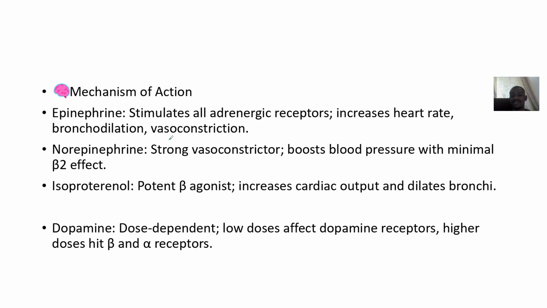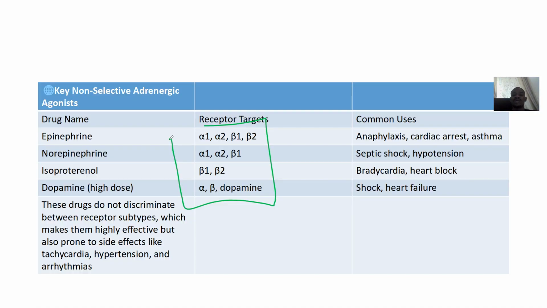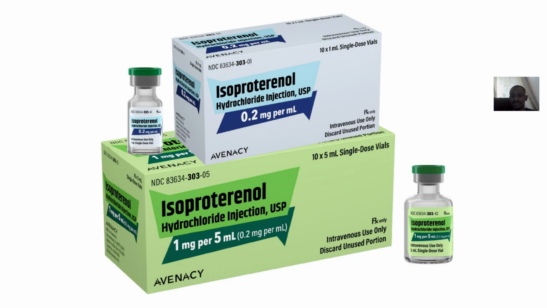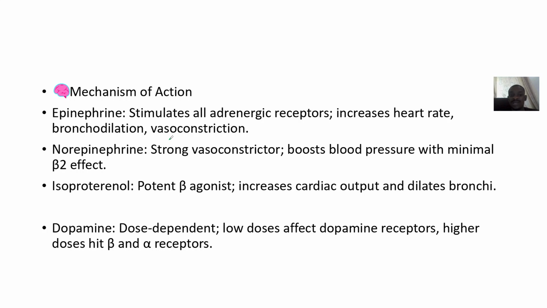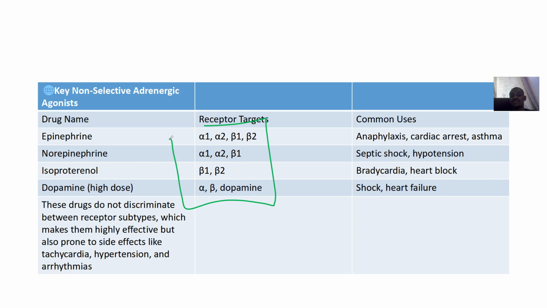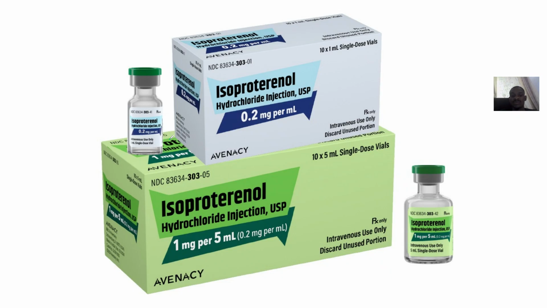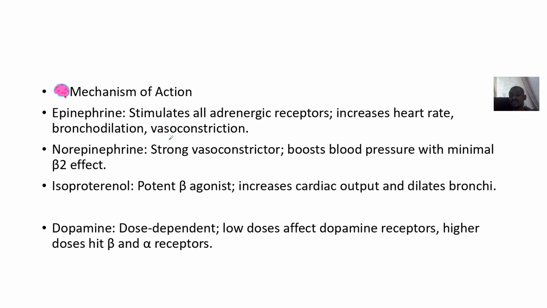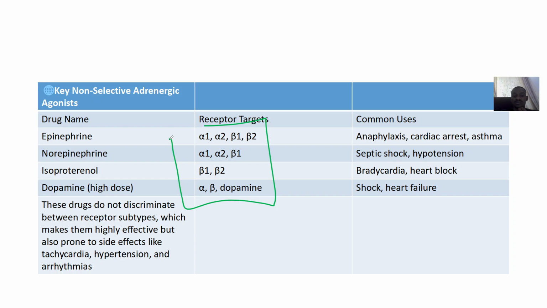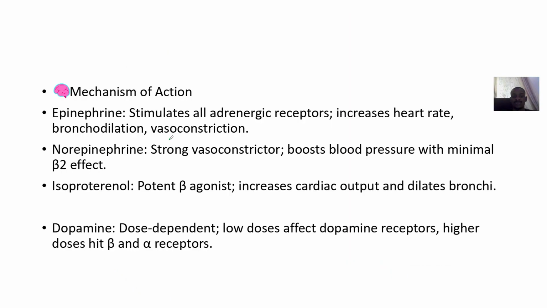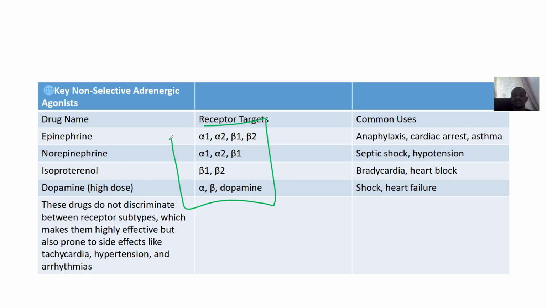For the mechanism of action, epinephrine stimulates all adrenergic receptors: alpha 1, alpha 2, beta 1, and beta 2. It increases heart rate, causes bronchodilation and vasoconstriction. Norepinephrine acts on all of them except beta 2, so it boosts blood pressure as a strong vasoconstrictor. Isoproterenol acts on beta 1 and beta 2; it is a potent beta agonist that increases cardiac output. Dopamine acts on alpha, beta, and dopamine receptors.